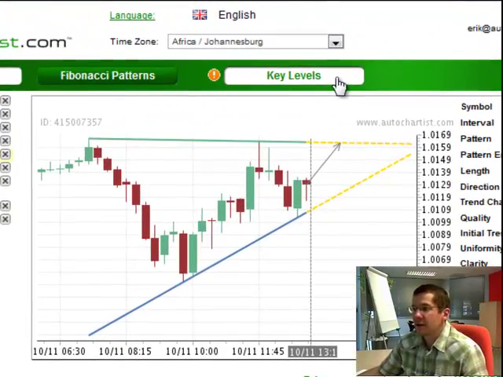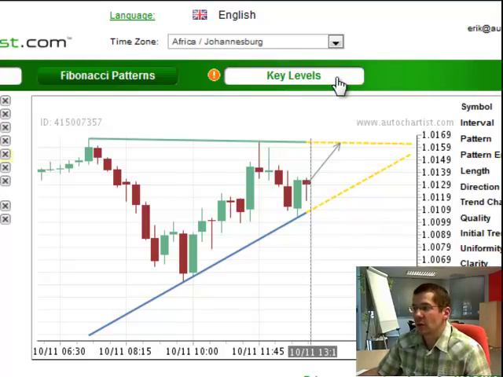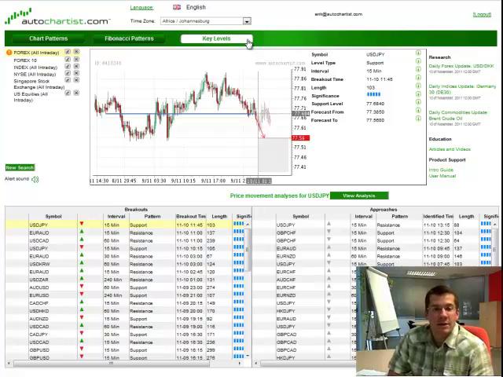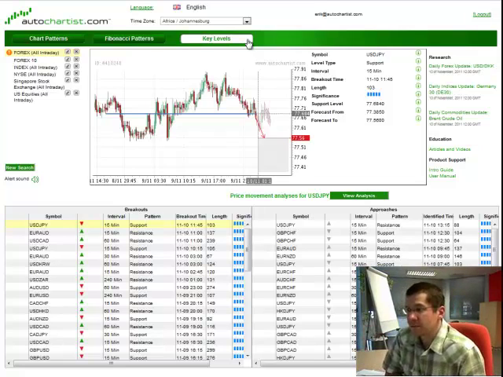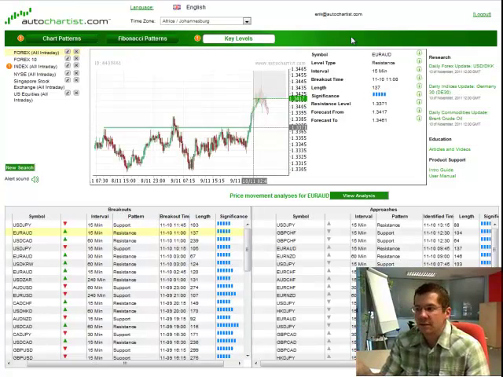So there's a third new button called Key Levels. This is quite a short name. We could have just as well called it horizontal support and resistance, but obviously that wouldn't fit into this button. With key levels, we have two types of opportunities. There are breakouts and there are approaches.